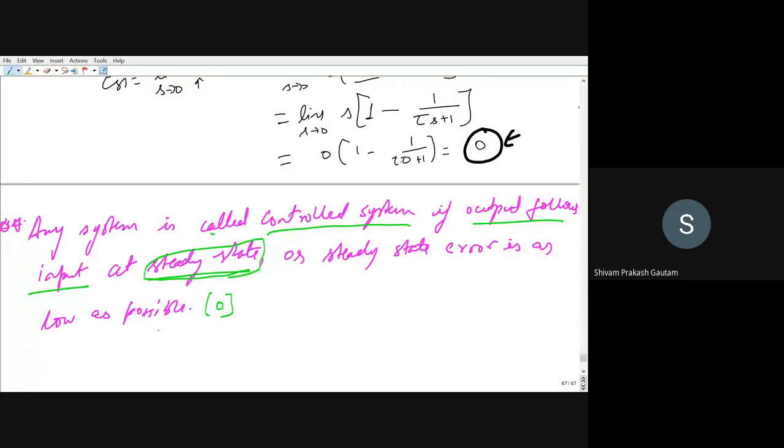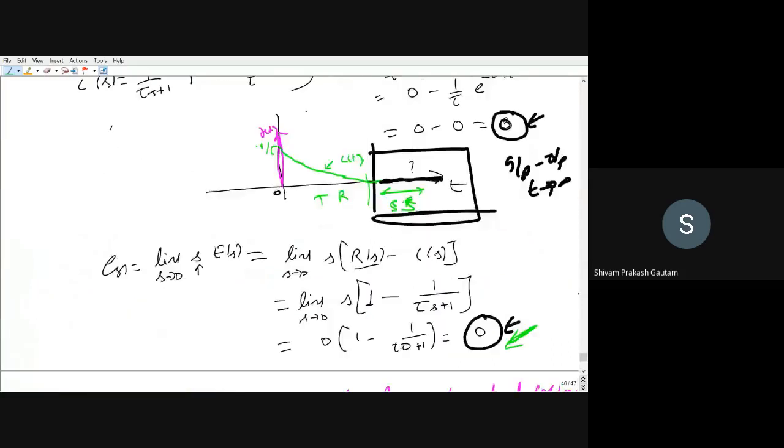In this case, we are observing that it is 0. You can also observe that output follows the input. The value of input at infinite is 0, so the value of output at infinite is also 0. So you can say output is following the input. Input is the pink line and output is the green line. At steady state, output is becoming 0, so it is following the input. So this kind of system, you can call it a control system, right?